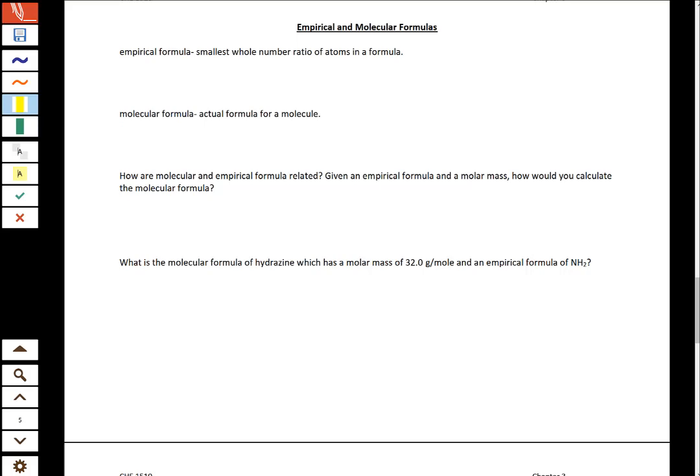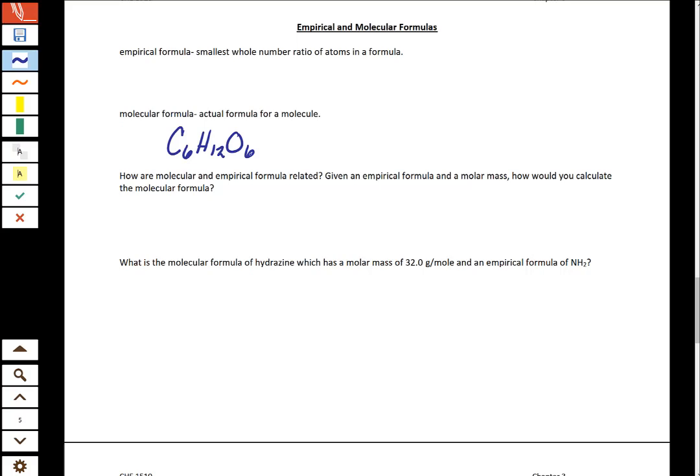Today we're going to wrap up Chapter 3 by talking about empirical and molecular formulas. So you already know what a molecular formula is. It's the formula of a molecule. An example of that might be something like sugar. Sugar has a formula of C6H12O6. So this set of atoms, when they are bound together, actually makes a molecule.